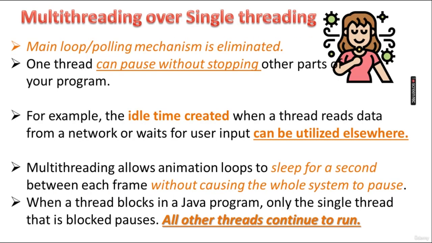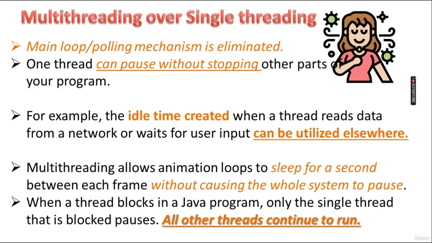Now we will see the multithreading advantages over the single-threaded environment. The main loop or polling mechanism is eliminated. One thread can pause without stopping other parts of your program. So the polling mechanism is completely removed, and multiple threads can run concurrently. Each and every thread will be given a separate slot of time, for example, 20 seconds, 30 seconds, and so on. And one thread can halt in between without stopping the other parts of your program.